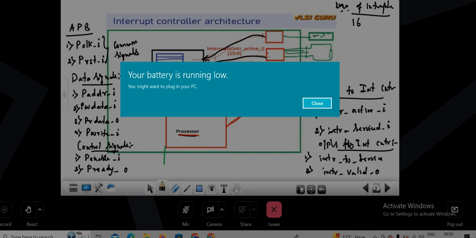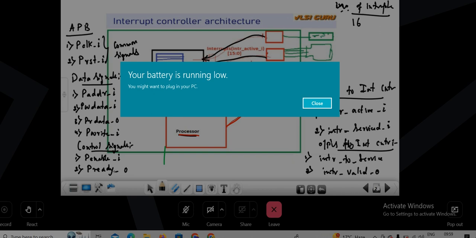Now if there are interrupts, I'll go to the next stage. So what has to be done after getting the interrupts? Now I should arrange them according to the priority. Once I arrange them according to the priority, what is my next job? That will be giving them one by one to the processor. Did you understand?